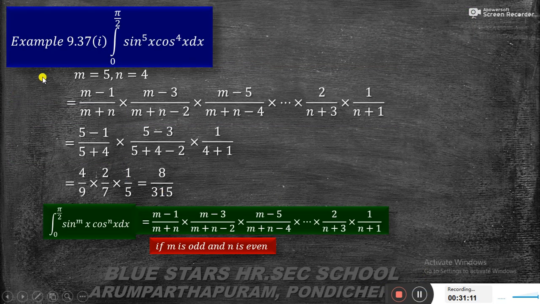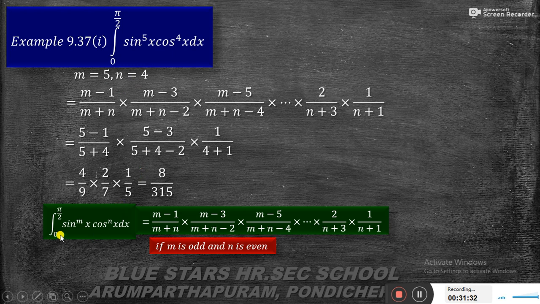So example 3 is 9.39. This is the example 9.39. Subdivision 1, integral 0 to pi by 2 sin power 5x cos power 4x dx equal to. Here we take the sin power mx cos power nx dx general format. So m equal to 5, n equal to 4. So here m is odd and n is even.